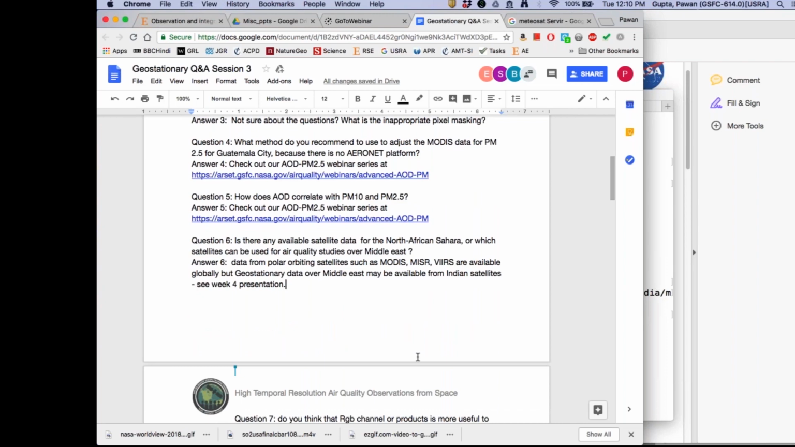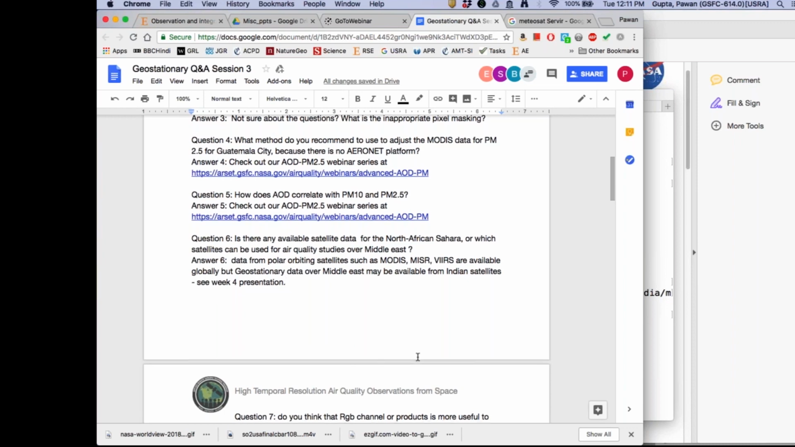Question number 6. Is there any available satellite data for North African Sahara which satellite can be used for air quality studies over Middle East? I already talked about the North Africa or Saharan region. There is no similar geostationary satellite over that region yet, but there are polar orbiting satellites which provide data all over the world like MODIS, MISR, or VIIRS. There is an Indian satellite which does cover some part of Africa and Middle East, including India, and we will cover those in week 4 presentation.